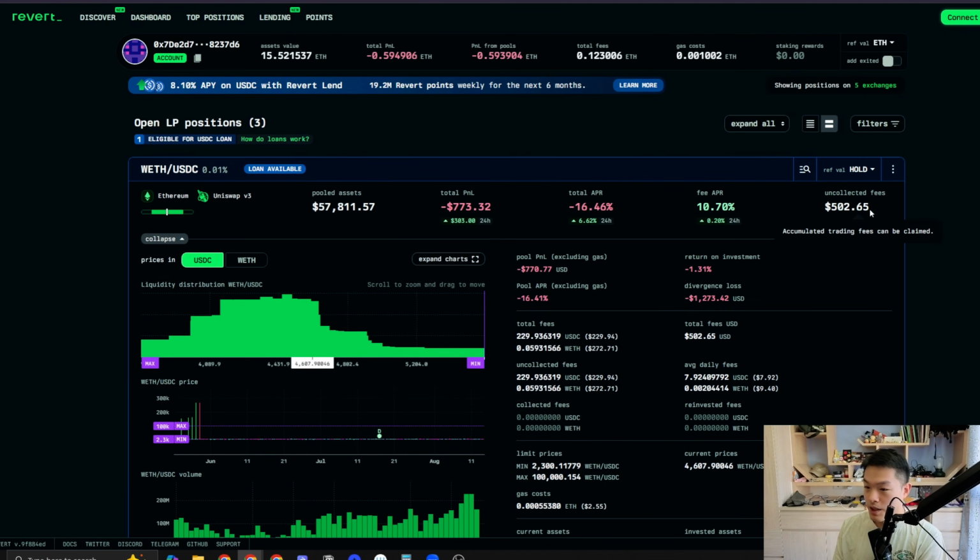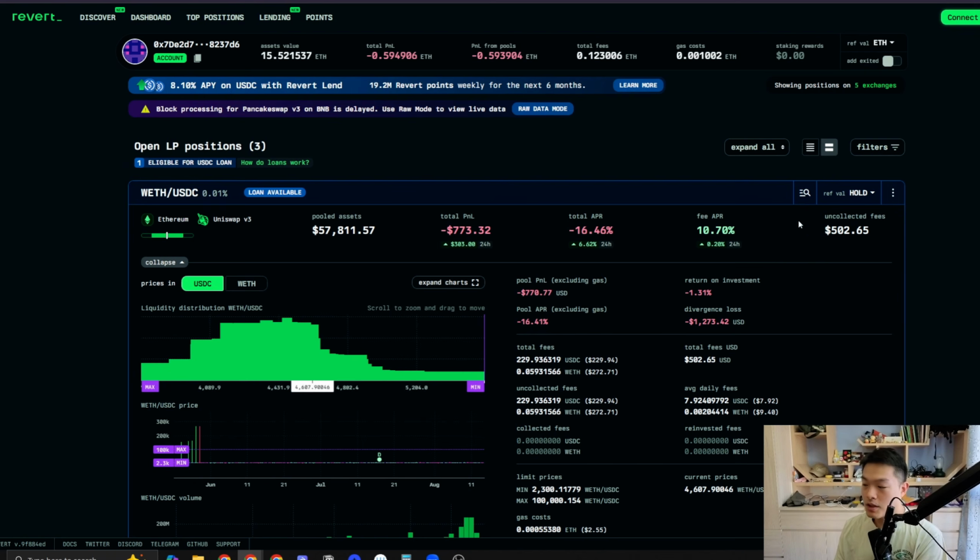I haven't claimed any fees. You could see it's earning me $500 that I could use to reinvest or pay for my expenses during this whole time. You don't really have that cash flow if you just buy and hold, right? You have to constantly sell your holdings to be able to use the money versus just sitting in a liquidity pool.